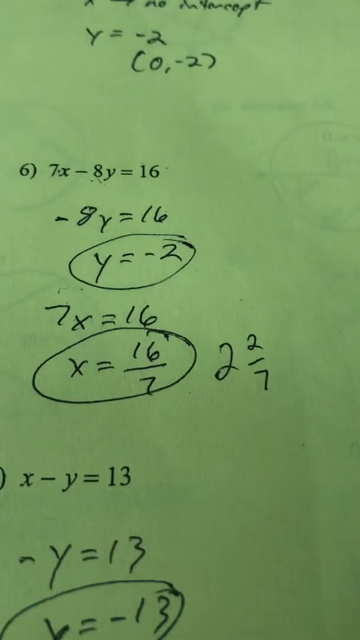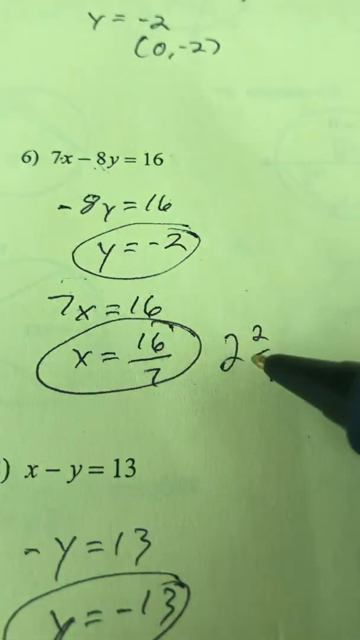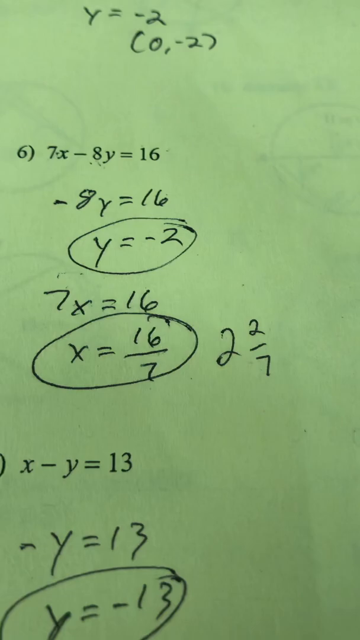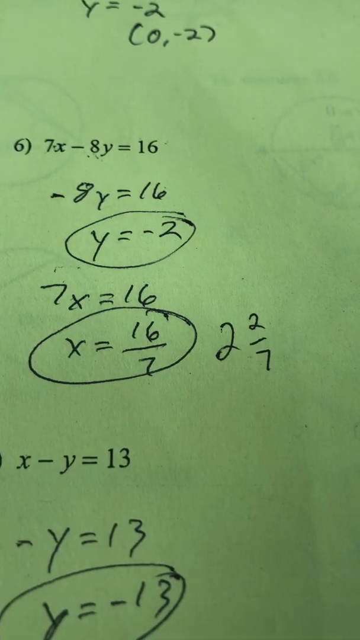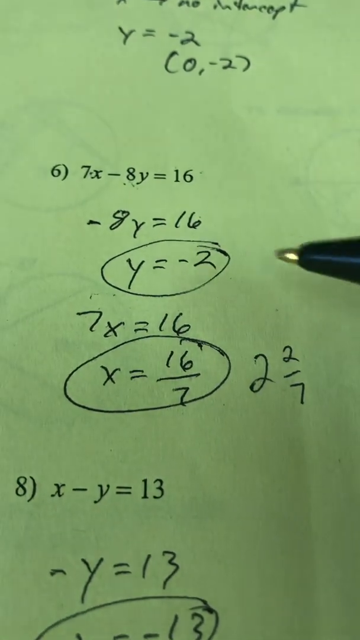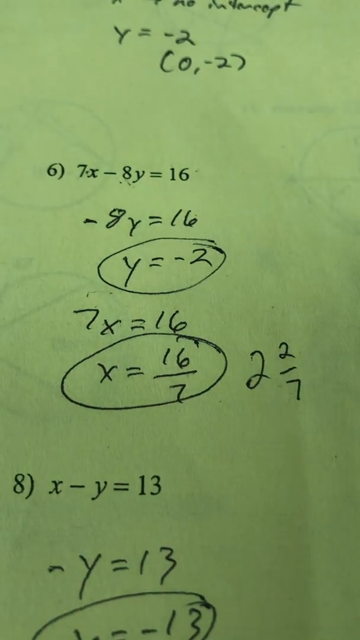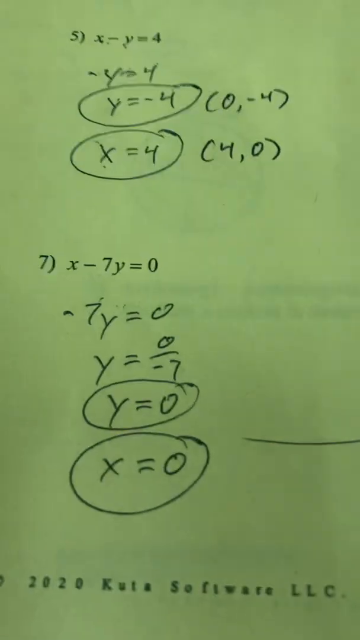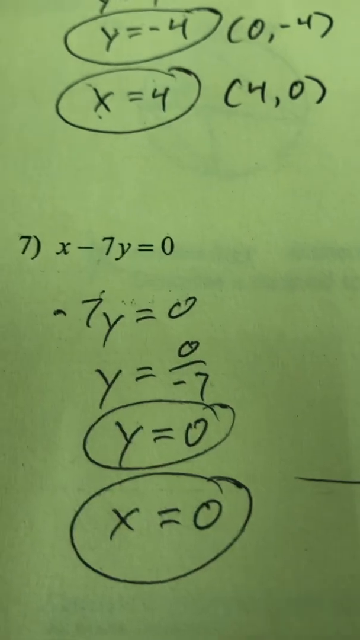There you have number 6. And I changed number 6 to a mixed numeral instead of leaving it as an improper fraction. And there's your y value. I'm going to talk about the odd ones, but I'll show you some of the even ones to get you going.